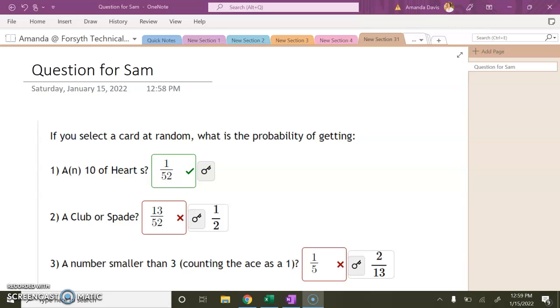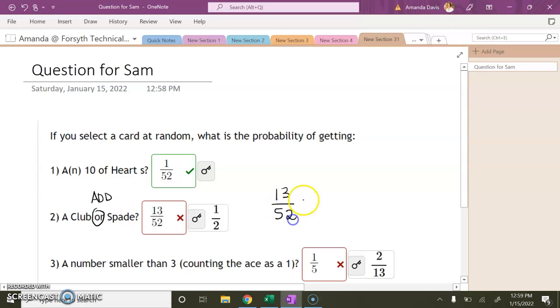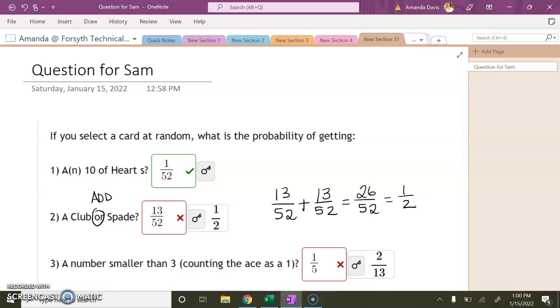A club or a spade. Anytime you see "or" in probability, we're going to think add. So in this case, for clubs, there are 13 clubs out of 52, and there are 13 spades out of 52. That ends up giving us 26 over 52, or 1/2, as our probability.